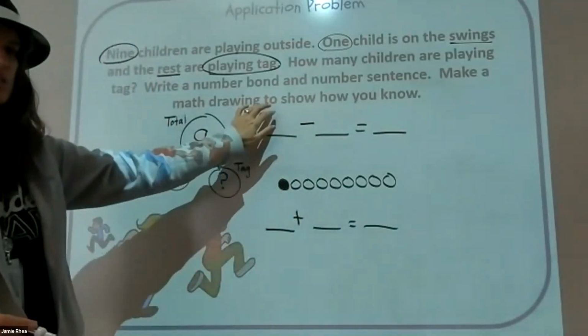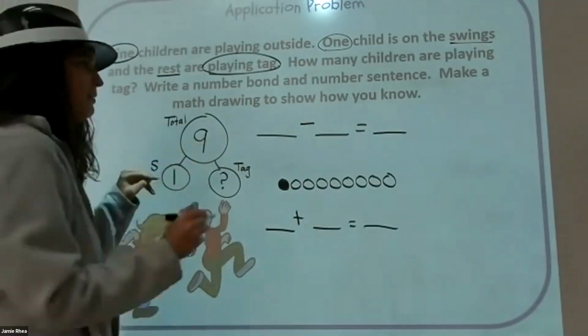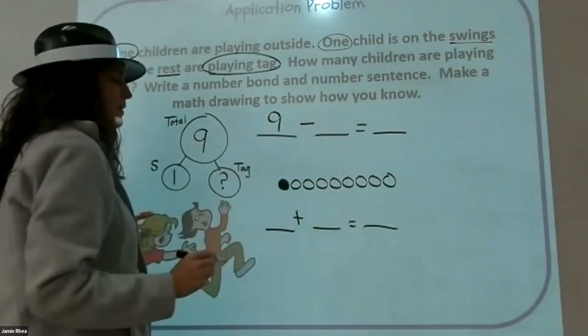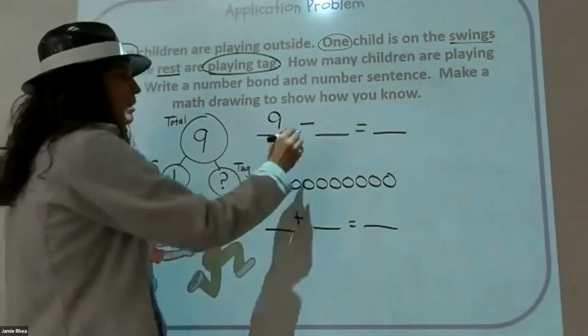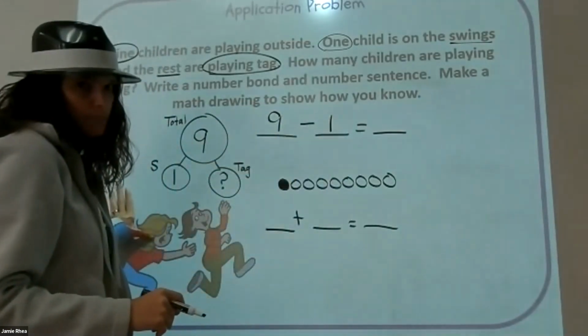In a subtraction sentence, what goes first? My total, my 9, because it's the biggest number, 9. And then I'm going to take the one part I do know and put it right here. So now I can say 9 minus 1.